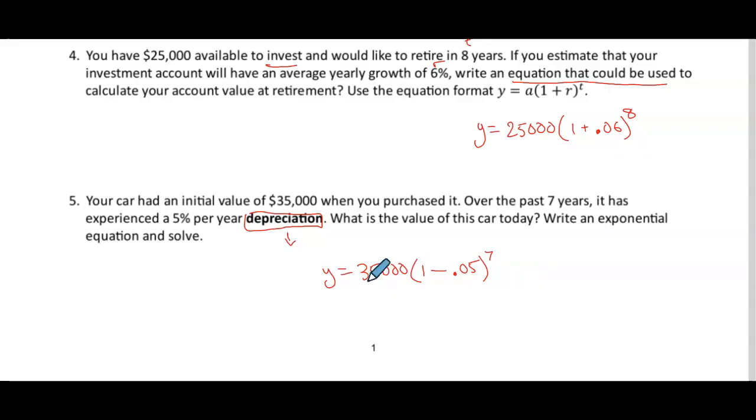So all I need to do is put that all in the calculator. Should get a number less than 35,000 since it is depreciating. And what I got here is 24,441 and 81 cents. All right, so that's the end of page 1. Go over to page 2.